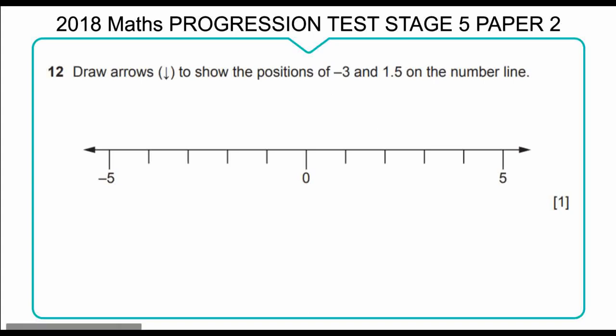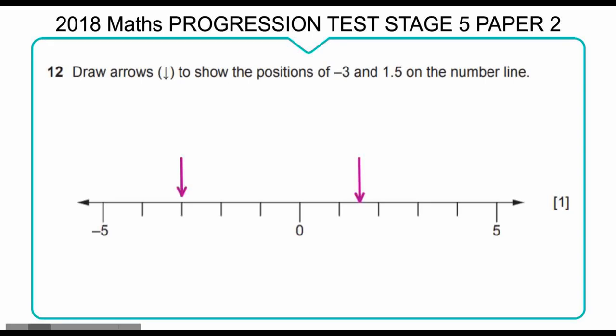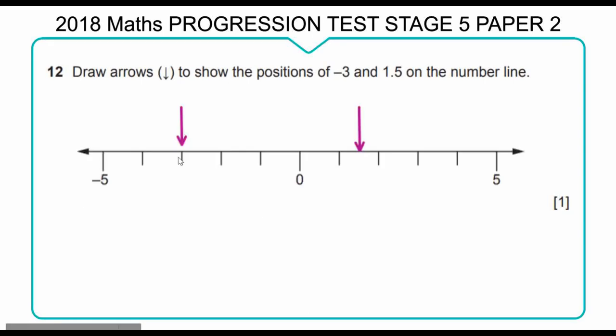So let's check the answer. Negative 3 is somewhere here because this is negative 5, negative 4, negative 3. And 1.5 is 0, 1, and 2. Between 1 and 2 is 1.5. We hope it's clear. Next, move on to question 13.